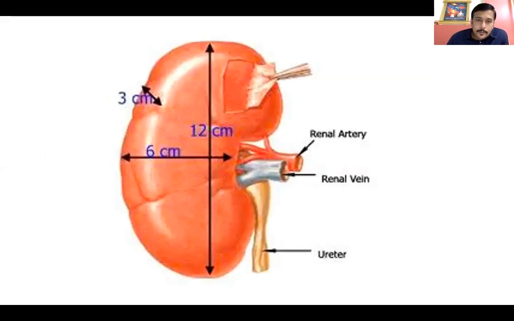So this is the kidney and its measurements. The length is calculated in this way. Okay, 12 centimeters, and the width is 6 centimeters, and the thickness is 3 centimeters. And on the medial aspect of both the kidneys, we have the most important part, that is the hilum of the kidney, where the structures will go in and come out.